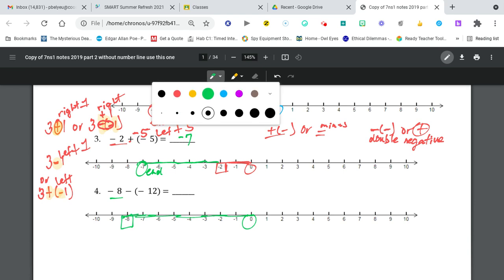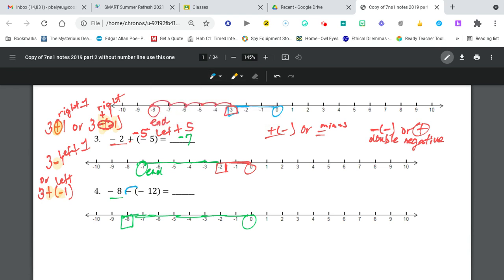But now I also see that I have minus a negative. Well, minus a negative is this double negative, which is the same as plus. So this is basically the same as plus 12. Well, to add a positive or a regular number, we will move to the right 12, okay?